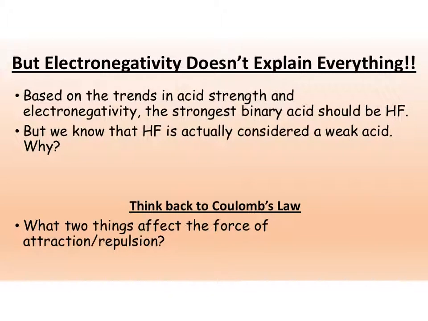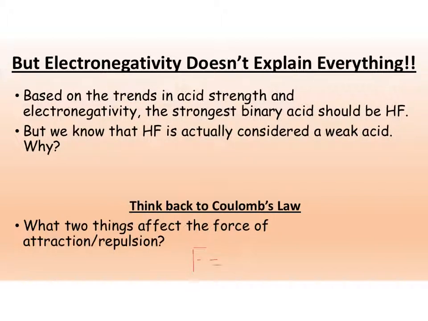Okay, so electronegativity is great, but it doesn't explain everything completely. Based on the trends in acid strength and electronegativity, you would think that the strongest binary acid is going to be HF, right? That is not a true statement. HF is actually a weak acid. But why is that? So we have to go all the way back to Coulomb's law.